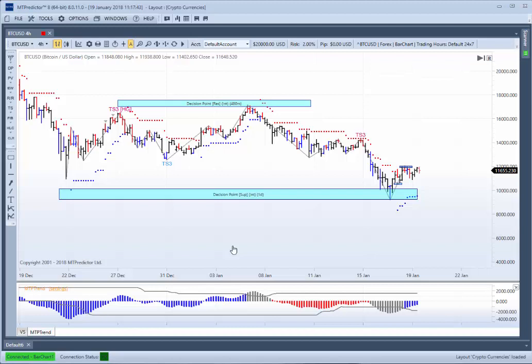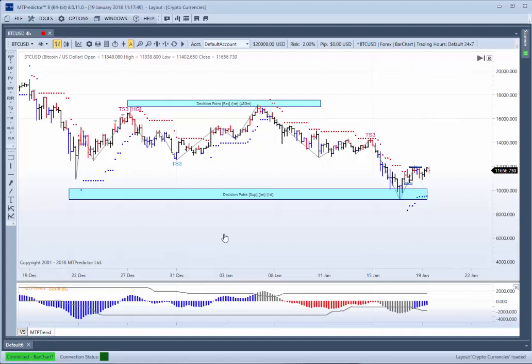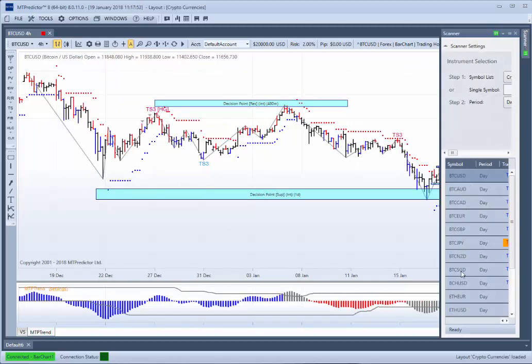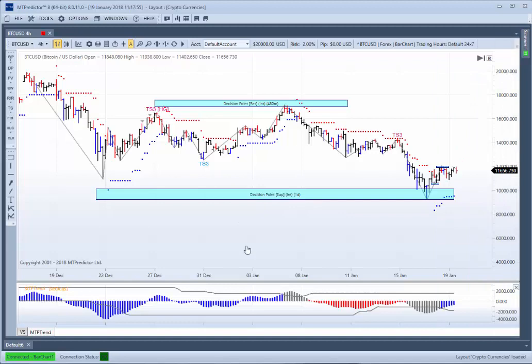So again, this is new in the latest version of MTPredictor 8, our standalone version, support for cryptocurrencies, and as you can see, we've had a look at Bitcoin in this particular video.